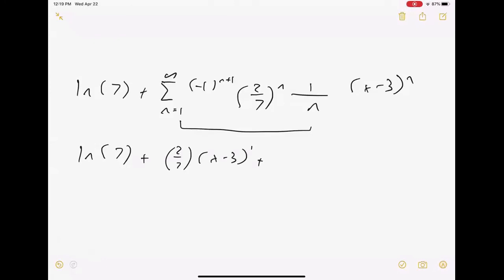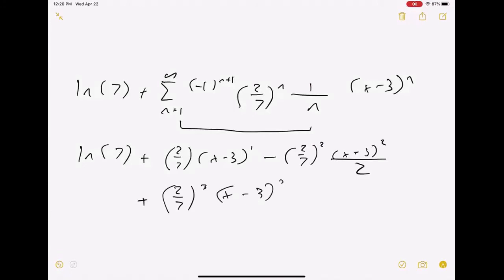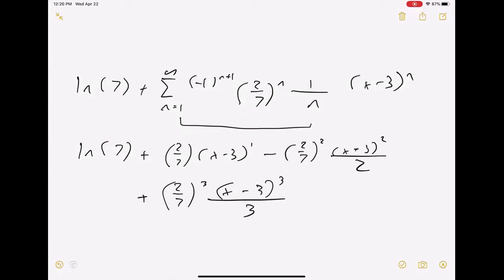Second term. Let's see, now it's negative, right? It's negative 1 to the power 3. So that's a minus (2/7)^2 over 2. So I get this. Now we want a third degree polynomial, so I need to add one more term. Next term is going to be positive. So I get (2/7)^3, (x-3)^3, all over 3. Okay. So that should be my third degree Taylor polynomial. And this should be fine.